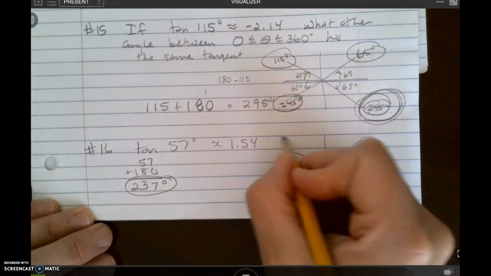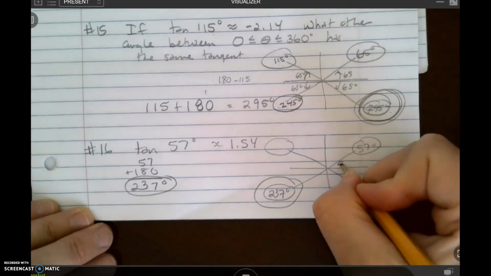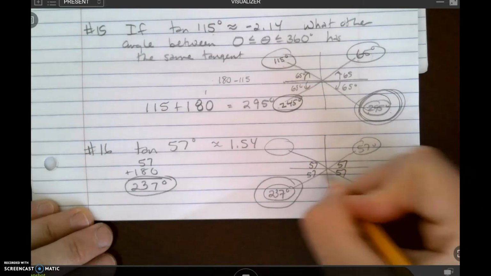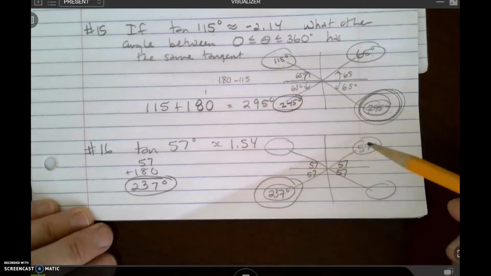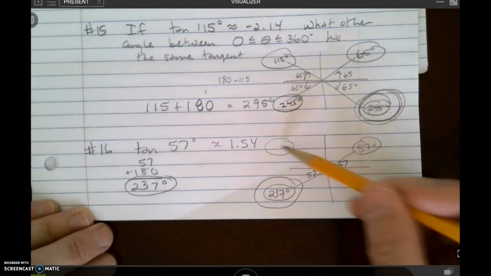I could find these other two angles by realizing that this is 57, the reference angle, and to find this one, it's 180 minus 57, and this would be 360 minus 57 if I wanted to find these two.